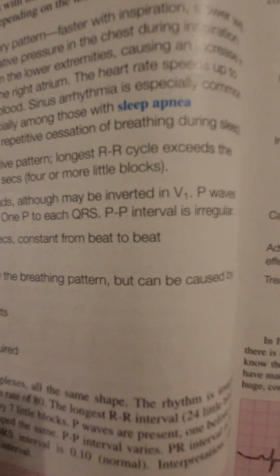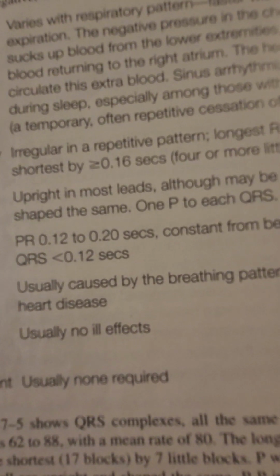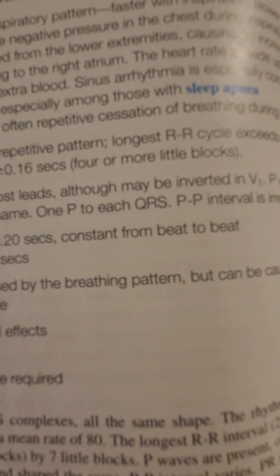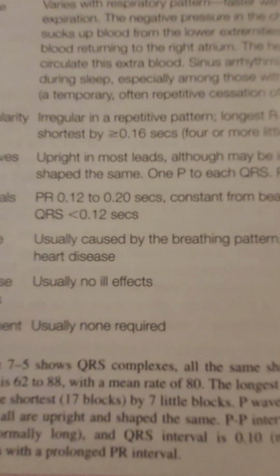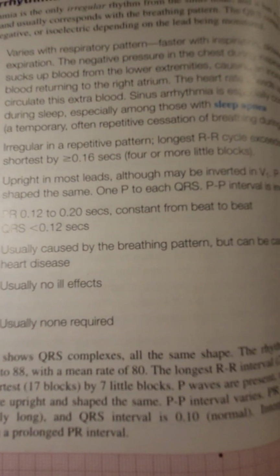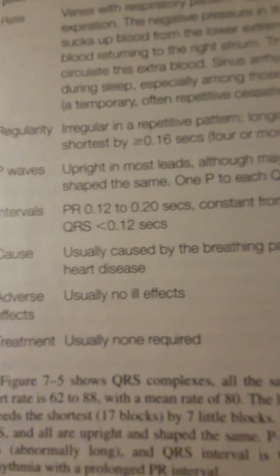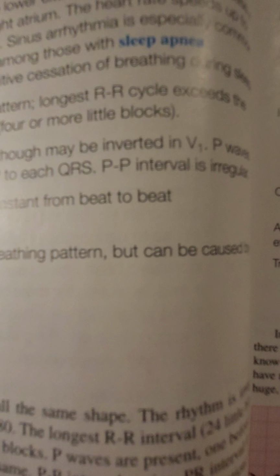Longest R to R cycle exceeds the shortest by greater or equal to 0.16 seconds, which is 4 or more little blocks. It would vary around that much. P waves upright in most leads, although maybe inverted in other leads. P waves the same shape, 1 P to each QRS.